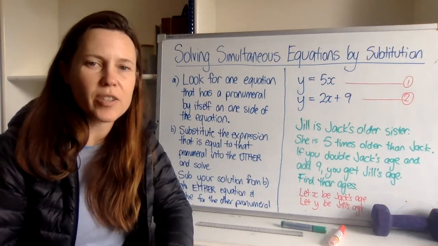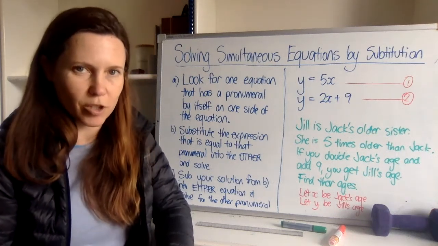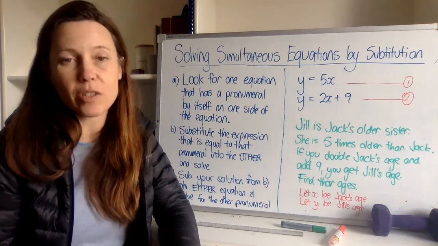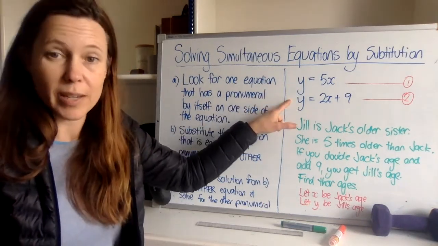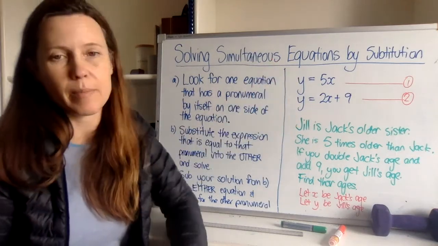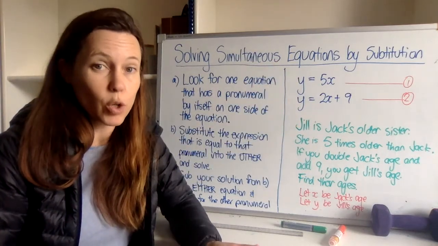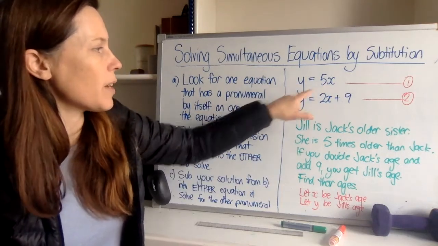Today we're going to learn how to solve simultaneous equations by substitution. Now the word simultaneous just means at the same time. So we're solving two equations, for example these two, at the same time. Now the reason we're going to need two here is because there's actually two variables.